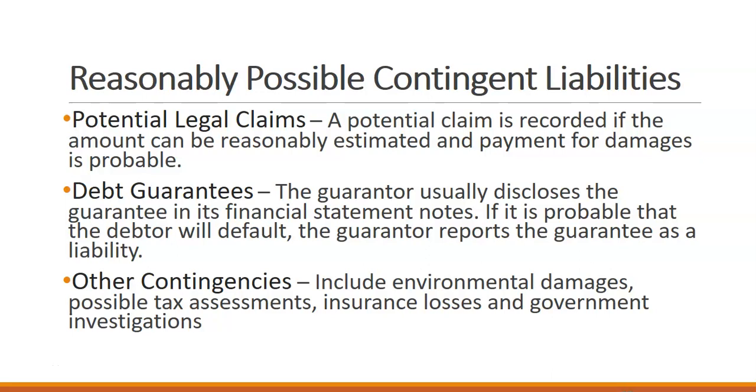Any other contingencies can be caused from environmental damages, tax assessments, insurance losses, if we're being investigated by the government for anything, and this can be a whole host of things. And we can't necessarily say, okay, so let's think about the derecho that we had in August. We can't just say we're pretty sure the state of Iowa is going to have some kind of natural disaster and we're going to lose money because of it, so we're going to record that in our accounting record.